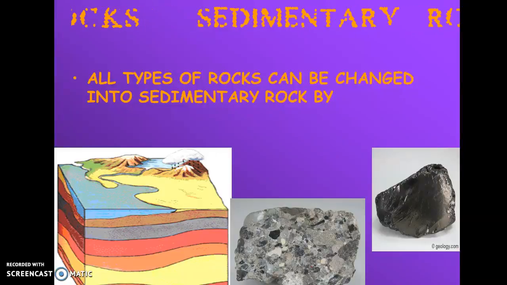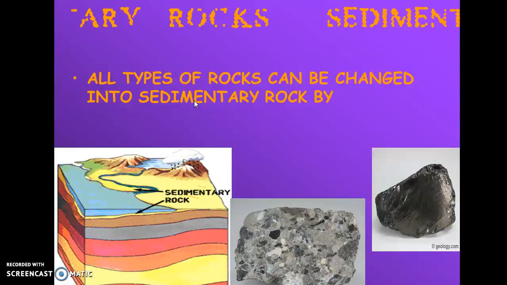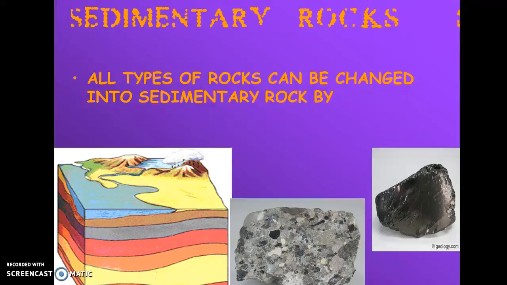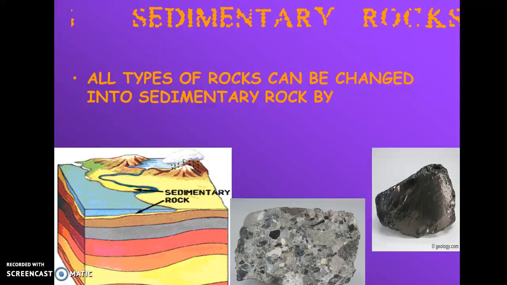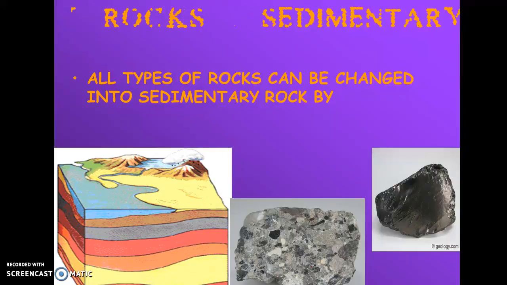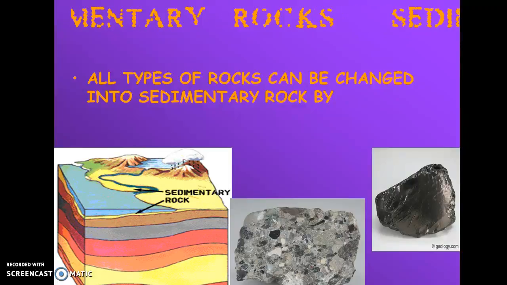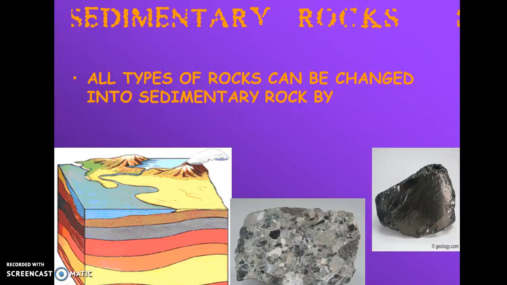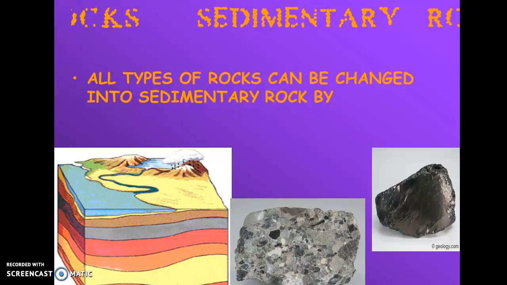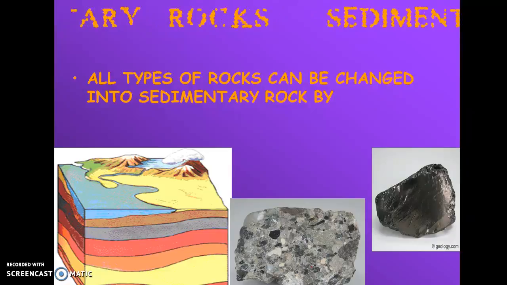Just like igneous rocks, all types of rocks can be changed into sedimentary rocks. So, basically, let's say I have an igneous rock that formed when lava cools. Well, if it ends up sitting on the ground and then a storm happens, it can mix with other types of things in the soil and other types of animal remains and things like that. And when it mixes with those things, it becomes a sedimentary rock. So it essentially changes from igneous to sedimentary.